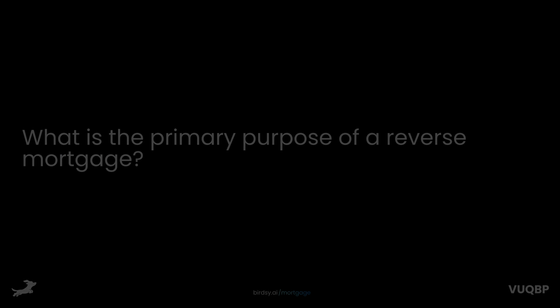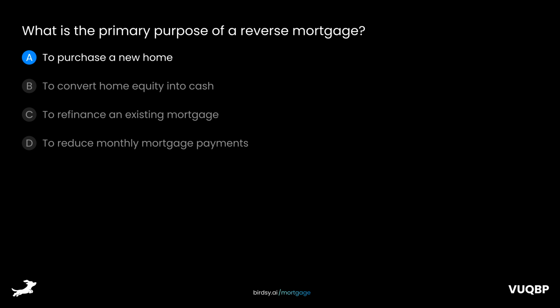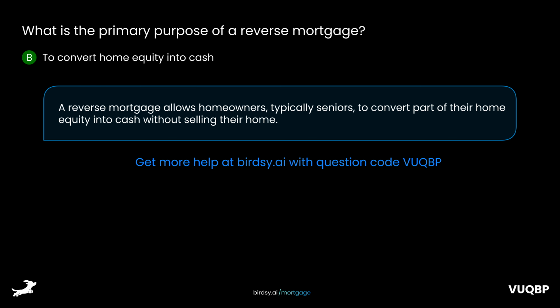What is the primary purpose of a reverse mortgage? Is it A, to purchase a new home, B, to convert home equity into cash, C, to refinance an existing mortgage, or D, to reduce monthly mortgage payments? The answer is B, to convert home equity into cash. A reverse mortgage allows homeowners, typically seniors, to convert part of their home equity into cash without selling their home.